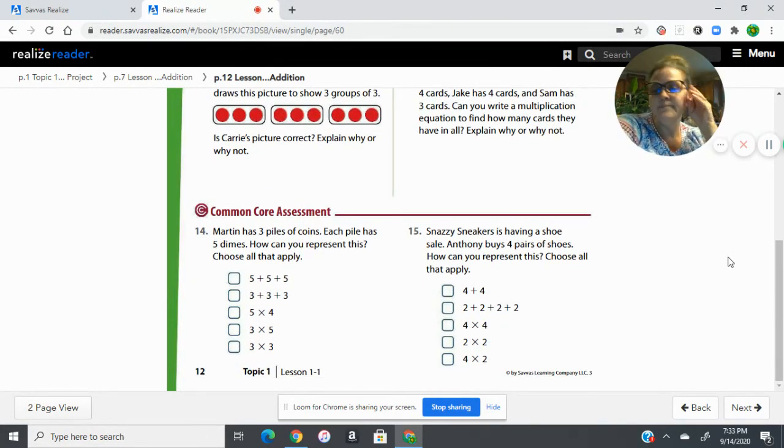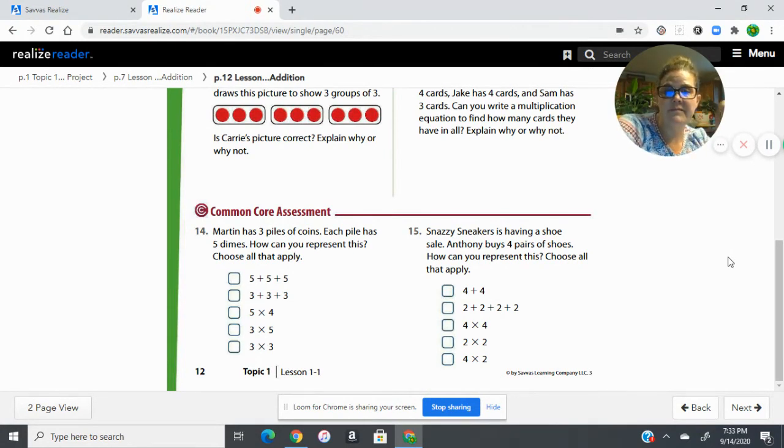Number 14, Martin has 3 piles of coins. Each pile has 5 dimes. How can you represent this? Choose all that apply. So what you can do is also draw a picture of 3 piles of coins, and there's 5 in each one, and then go through the list and see which ones are the same as 3 piles of 5.